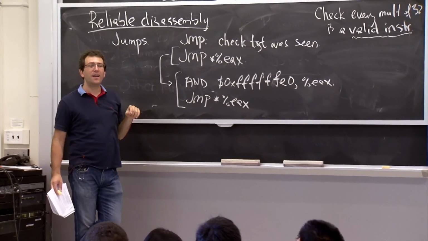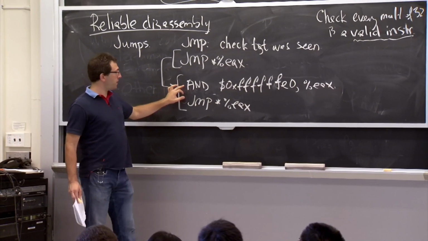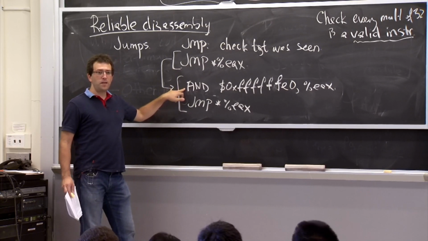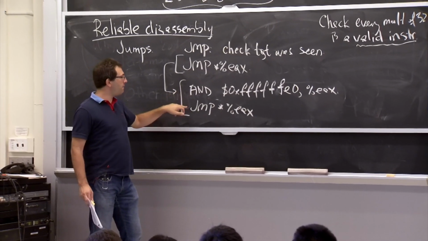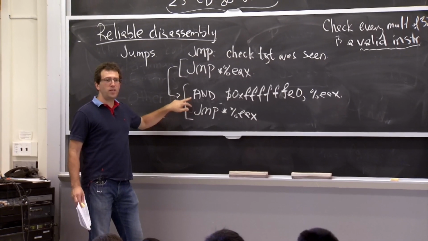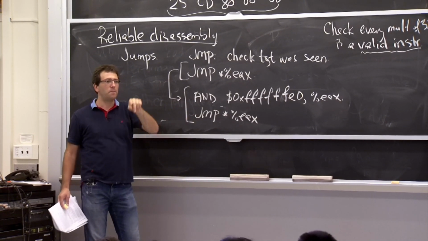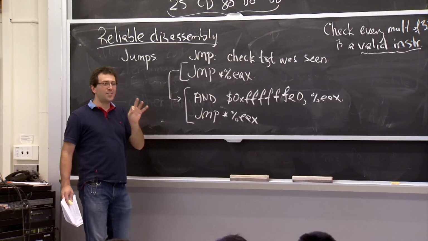Yeah, the code's not writable. Well, so the code is not writable, that's true, so you can't modify the AND. But could another thread modify this jump target in between these two instructions? Yeah, so that's the cool thing.